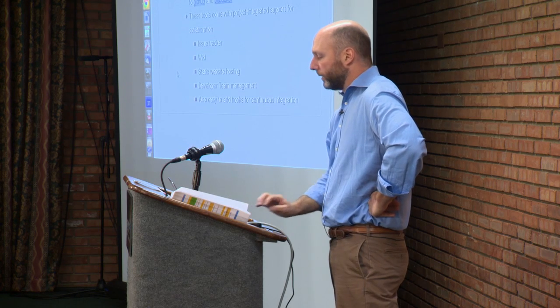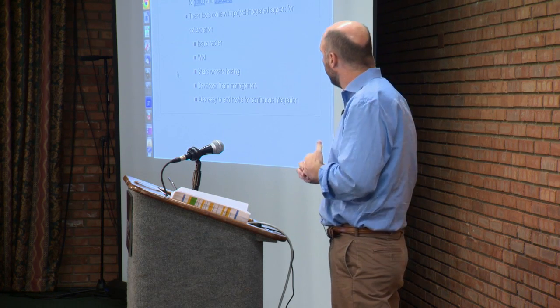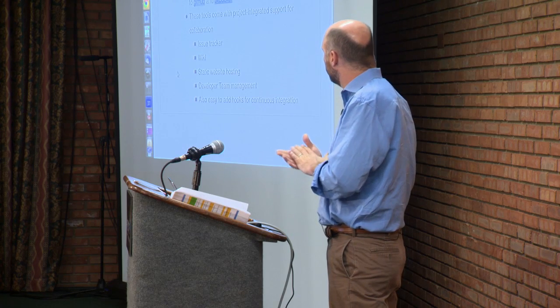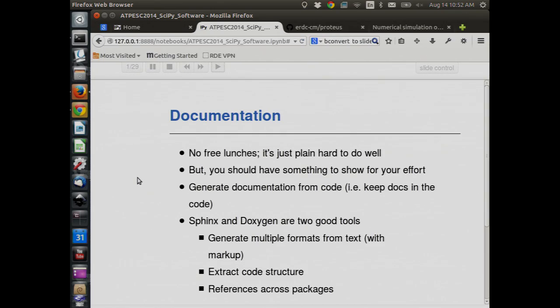They also add easy hooks for continuous integration. I'm not going to have time to talk about it, but there's a great tool called Travis, and it's pretty easy to hook in your version control, your repository, so that when somebody pushes a new commit to your repository on GitHub, it immediately kicks off your regression testing suite, which is nice and important.